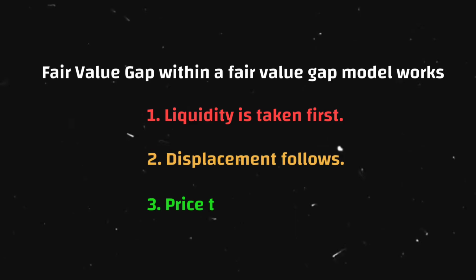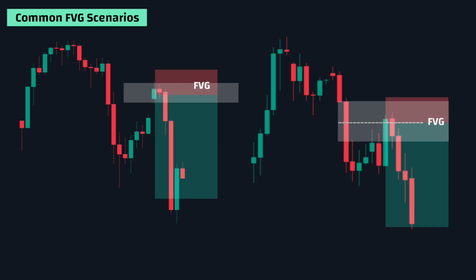This fair value gap within a fair value gap model works because it follows the natural sequence of price. Liquidity is taken first, displacement follows. Price then mitigates imbalance. Confirmation appears only after opposing orders fail. That is the complete fair value gap process using pure price action across higher and lower time frames, from identification to execution, without indicators or prediction.